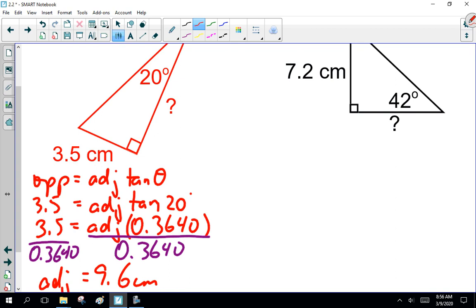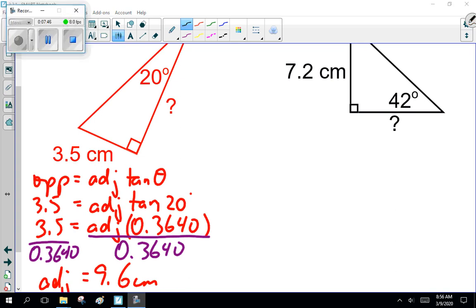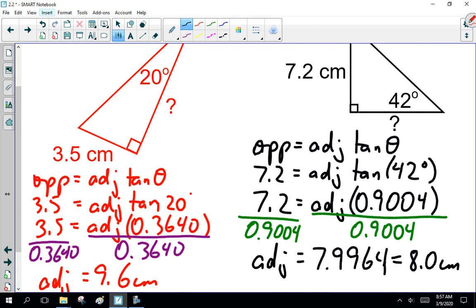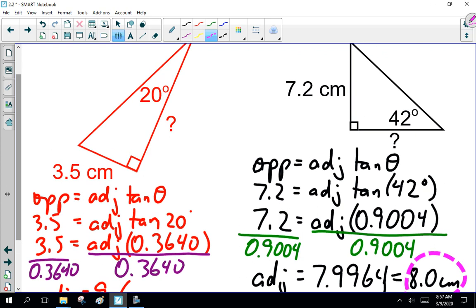Now, you saw how I did that. Pause the recording, come back, and we'll compare answers. Welcome back. When I did it, and notice I did all the steps and showed all the work, tan of 42 degrees is 0.9004. I got the adjacent is 8 centimeters. From our crude drawing, I believe that. All right, guys?